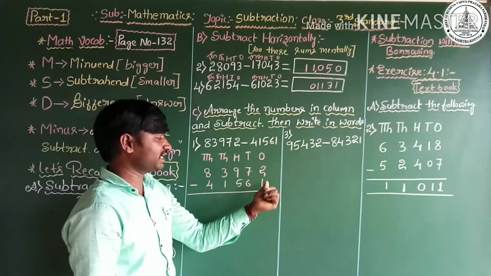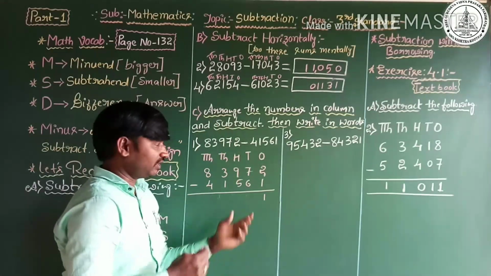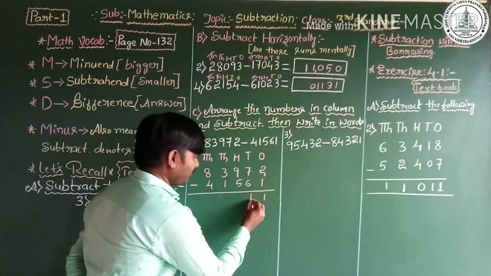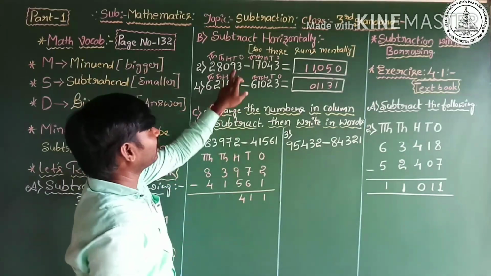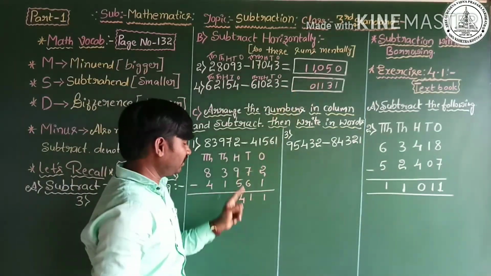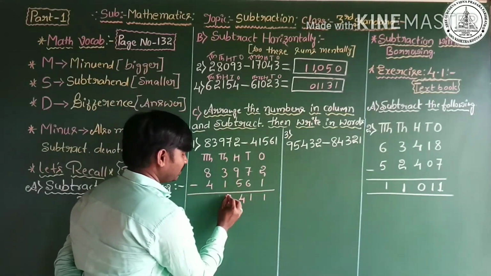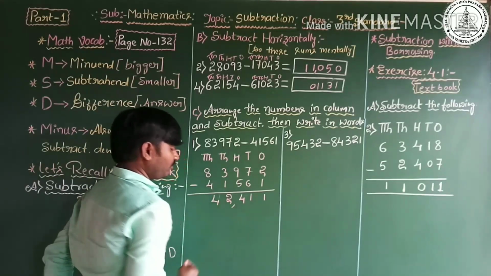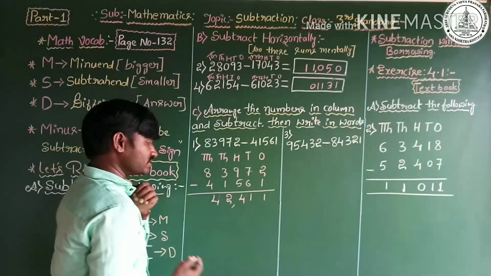What is the answer? 2 minus 1 is 1. 7 minus 6, now also use your mind, is also 1. The next, 9 minus 5 is 4. Here 9 minus 4 we get 5, here 9 minus 5 we get 4. Here 3 minus 1 is 2. The next 8 minus 4 is 4. What is the value? 42,411. Write in words also.